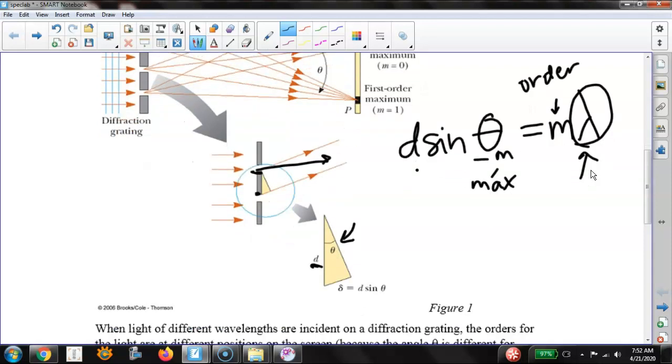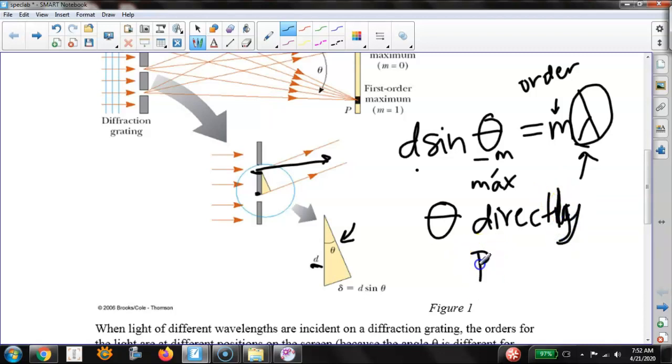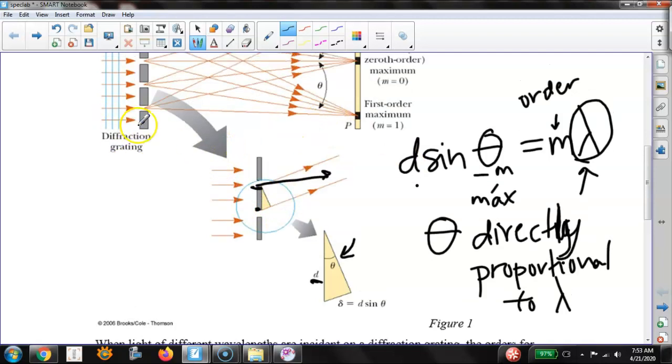So let me just write down here. The angle is directly proportional to the wavelength. Notice it's also inversely proportional to the slit separation. This means as well that the slits matter in your diffraction grating.